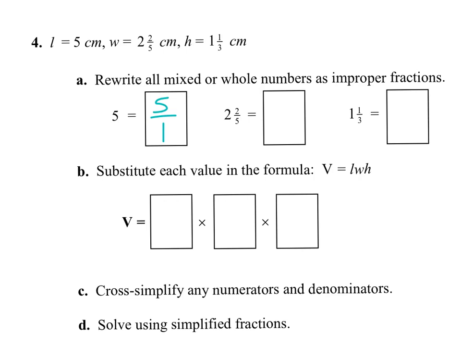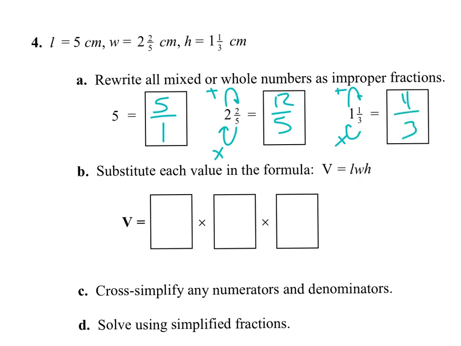To change a mixed number into an improper fraction, there is a bit of a process to go through. First thing we're going to do is take the denominator, 5, and multiply it times 2, which is 10. Then we'll add the numerator, which is 2, so it's 12 over 5. Same thing with 1 1/3. First I'm going to go 3 times 1, which is 3, and then 3 plus 1, which is 4, so it's 4/3.